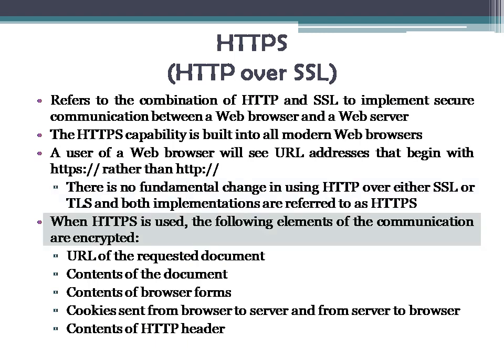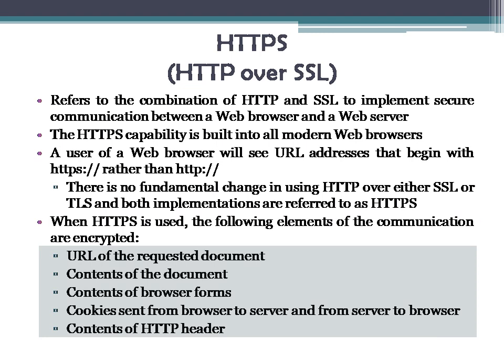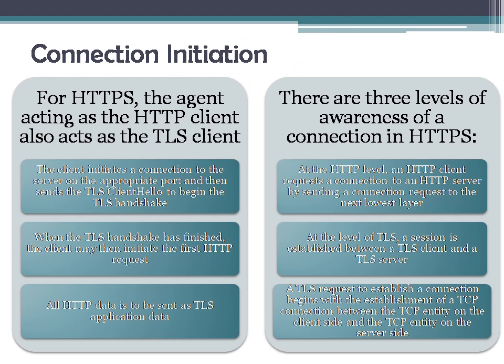So then, when HTTPS is used, the following elements of the communication are encrypted, namely the URL of the requested document, contents of the document, contents of browser forms, cookies sent from browser to server and from server to browser, and contents of HTTP header. So these are the components which are going to be encrypted once you use HTTPS on any site. Then next we have connection initiation and connection closure in HTTPS.